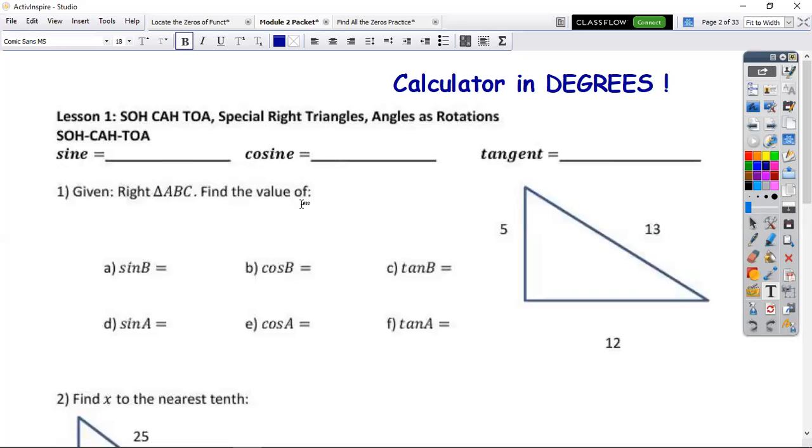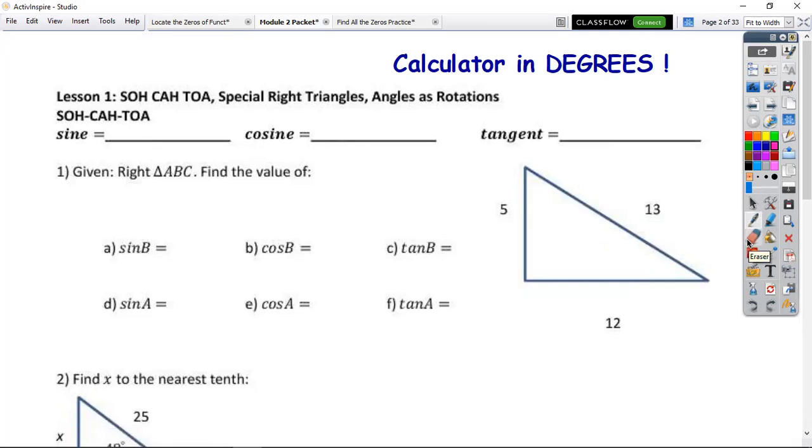Okay, so SOH CAH TOA. Sine is equal to your opposite side over your hypotenuse. So sine is simply opposite divided by hypotenuse. You can abbreviate anything you'd like. Your cosine function is your adjacent over your hypotenuse. And then tangent is your opposite over your adjacent.